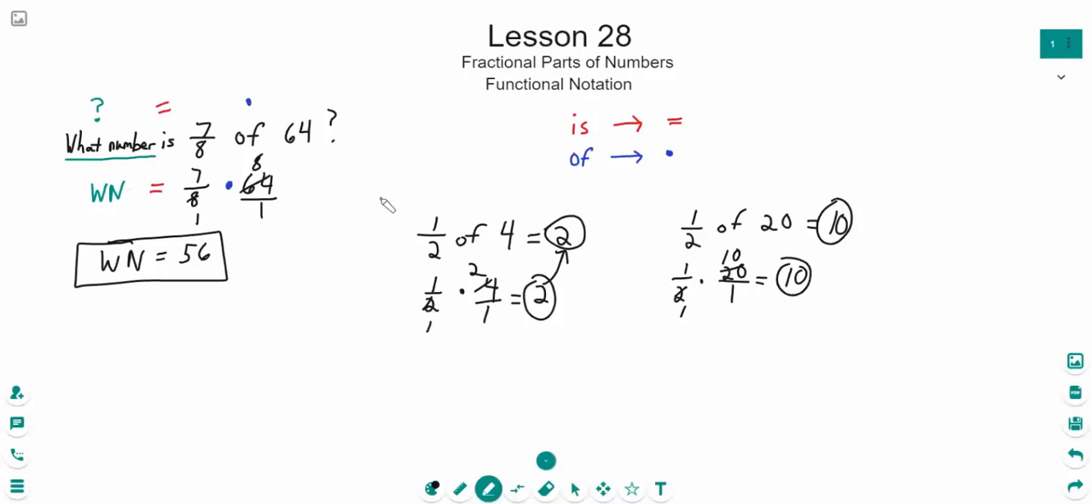All right. So again, this is what you need to remember when we're talking about these fractional parts of numbers, these word problems. You need to remember that "is" represents an equal sign. "Of" represents multiplication. And if you can remember that, things get easier. Okay. Let's try another one though.